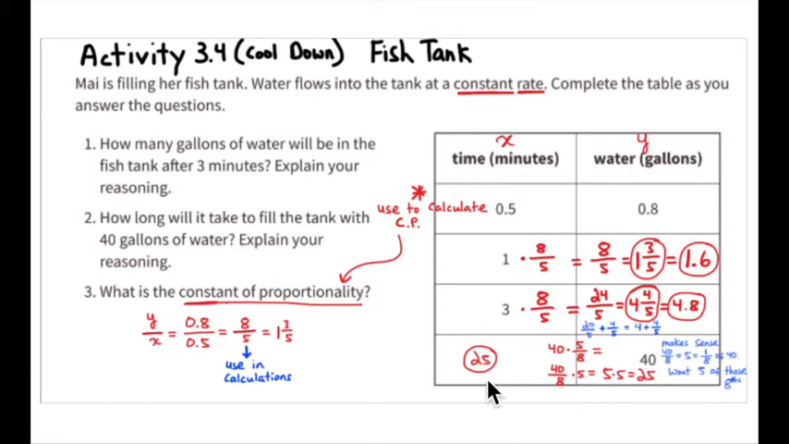All right, so this is the fish tank. This is the cool down. And practice using the constant of proportionality as a fraction, and then use it as a decimal. Go back and forth. Build some skill in doing that.